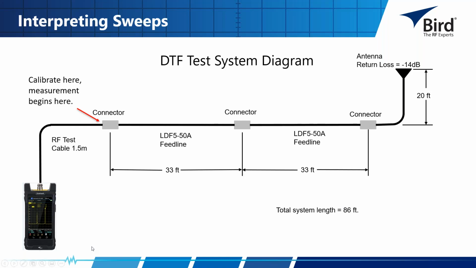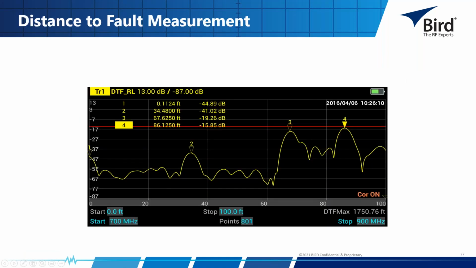The other thing to note when I'm using a test cable, if I calibrate to the end of that test cable, this is going to be 0.0, and everything back here is out of the picture. So here I have a distance default measurement. I know it's distance default because it tells me. I'm sweeping from 700 megahertz up to 900 megahertz. I have 801 data points set. My stop distance is set to 100 feet.